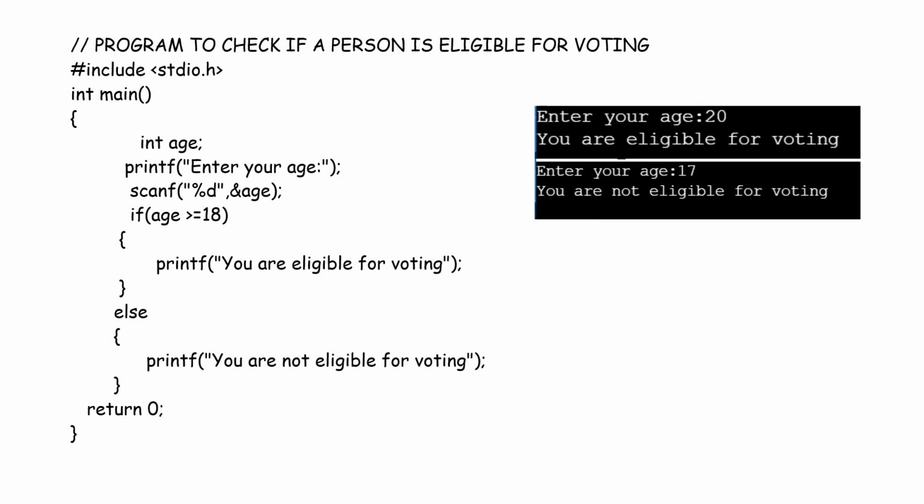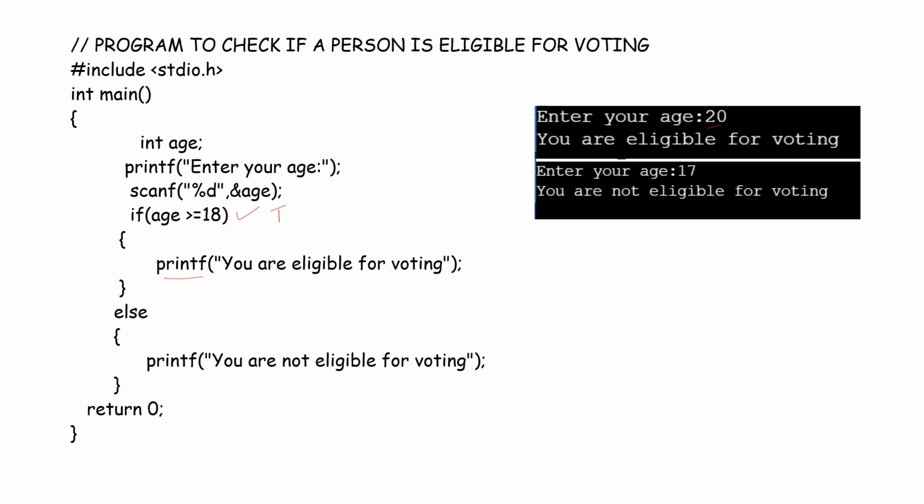Take one more example on two-way selection. A program to check if a person is eligible for voting. So ask the user to enter his age. If the age is greater than or equal to 18, then the person is eligible for voting. Otherwise, not eligible for voting. If the user enters 20, then this condition becomes true. You print this statement and it is the end of the program.